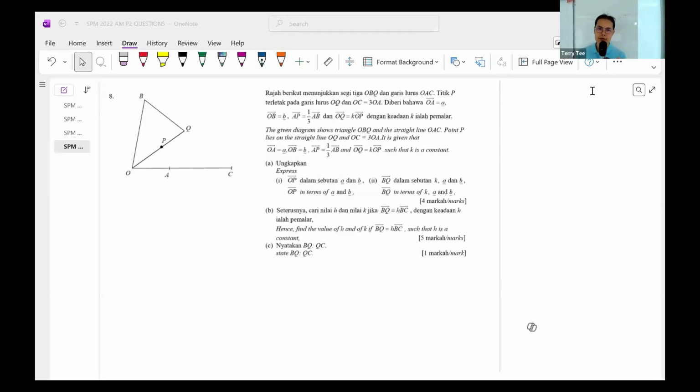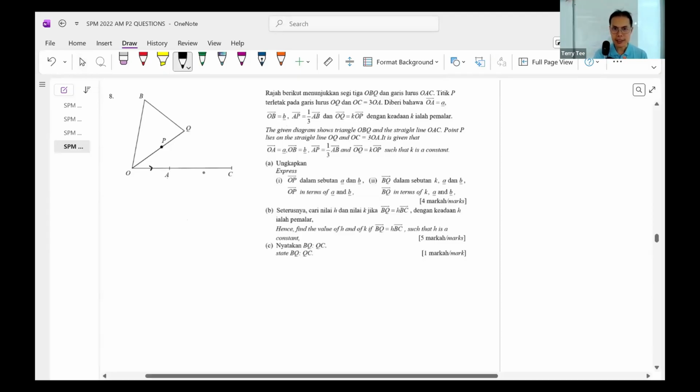Okay, question number 8. This is Form 4, Chapter 8, Vectors. The diagram shows triangle OBQ and straight line OAC. Point P lies on straight line OQ, and OC is 3 times OA. Okay, maybe I label this information. Your OA is a, OC is 3 times, so I just label this as 3a. OB is b, so I label this as just b. Okay. Now, what else? OQ is k times of OP. So I just put a k here.